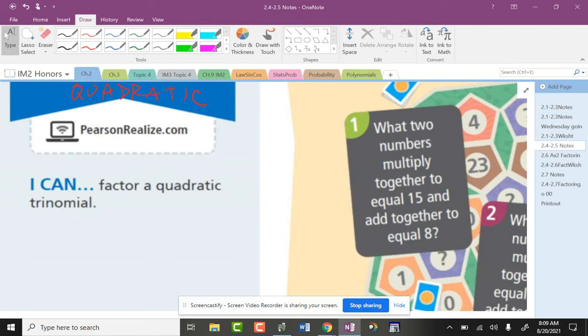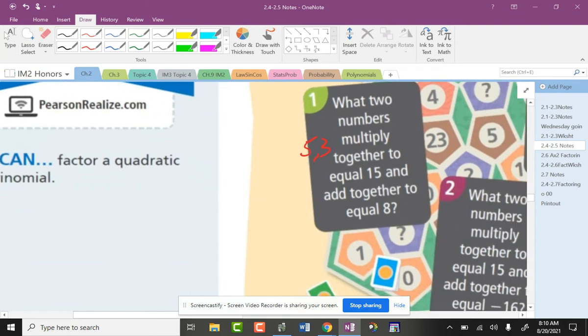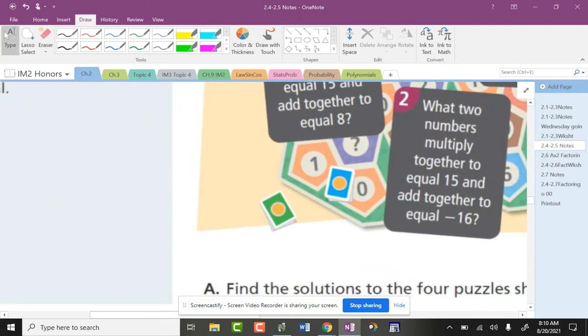Calculator loves you. What two numbers multiply together to equal 15 and add to equal 8? So what two numbers multiply to be 15 and add to be 8? What would those two numbers be? So two different numbers that multiply to 15, then those same two numbers add to be 8. 5 and 3. Okay, now let's move on. Next box. What two numbers multiply together to be 15, but add to be negative 16? Interesting.